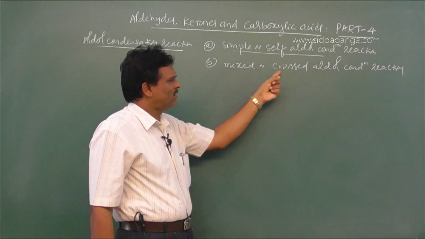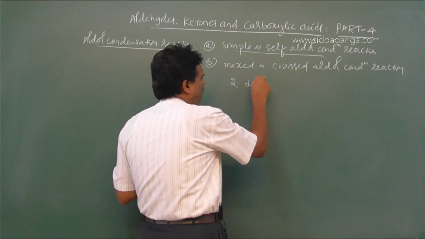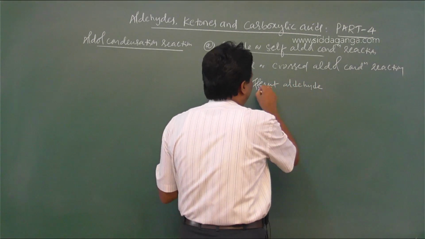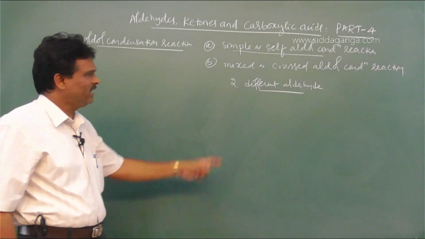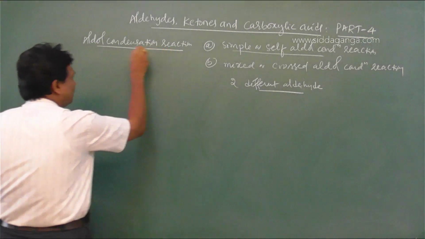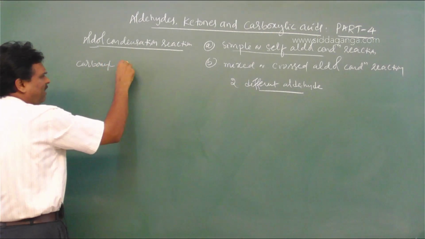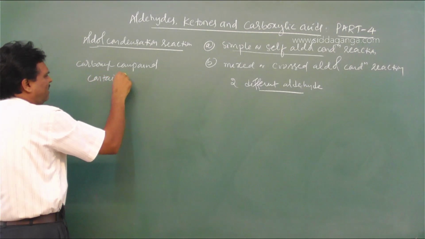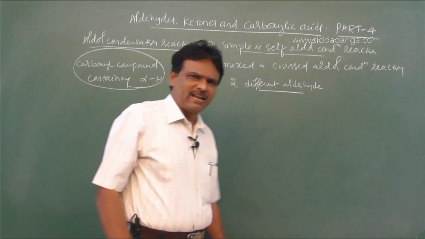But in case of mixed or cross aldol condensation reaction, two different aldehyde molecules are involved. Aldol condensation reaction is shown by the carbonyl compound containing alpha hydrogen; they undergo aldol condensation reaction.